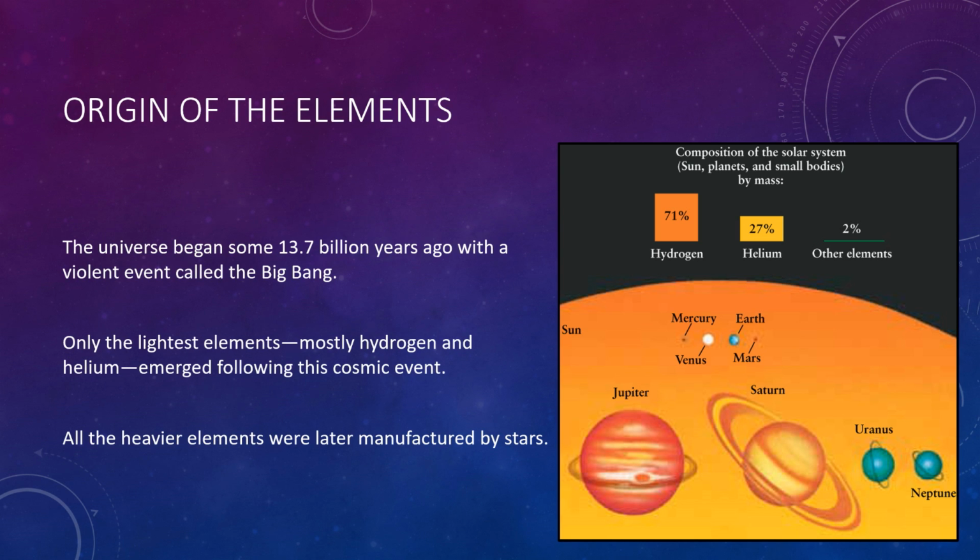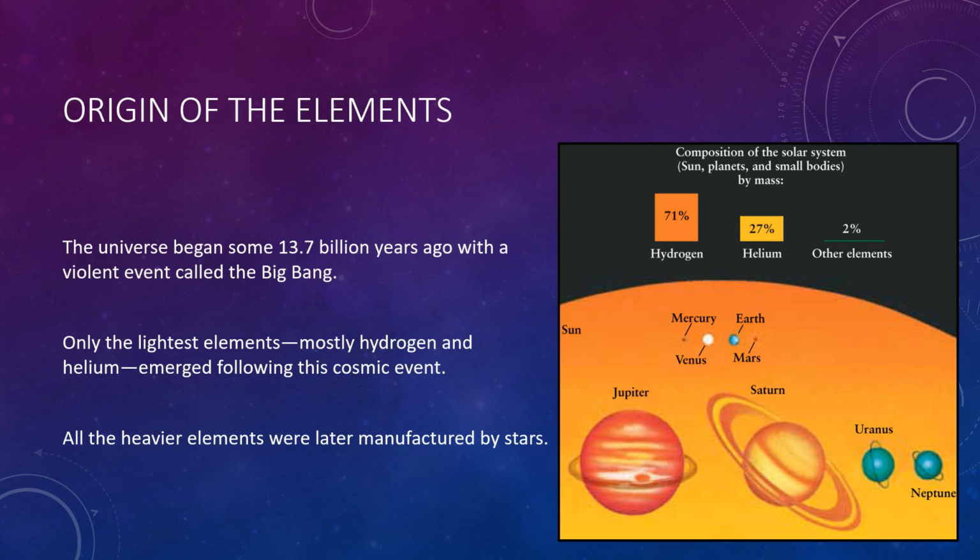A wealth of evidence has led astronomers to conclude that the universe began roughly 13.7 billion years ago, with a violent event called the Big Bang. Only the lightest elements, that is hydrogen and helium, with small amounts of lithium and maybe beryllium, emerged from the enormously high temperatures that followed the cosmic event of the Big Bang.